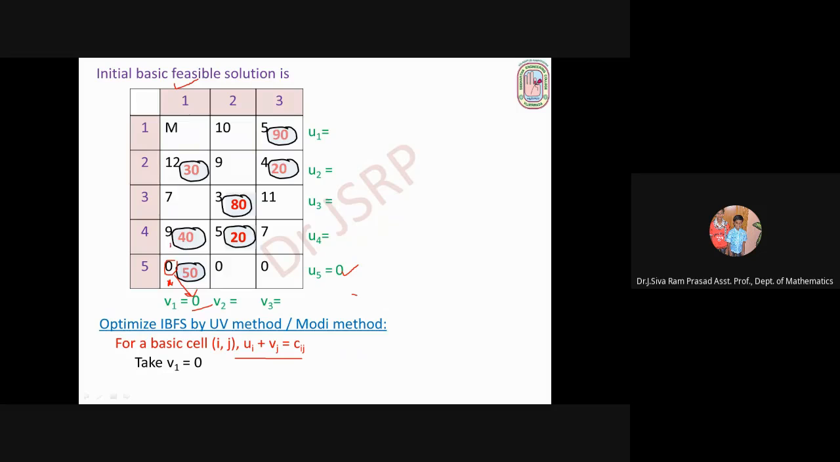Okay. Next, consider the 4 1 cell. This is a basic cell. Cost is 9. 9 minus the known value V1, 0. So U4 is 9. Next, come to the 2 1 cell. This is a basic cell. Here cost is 12. So 12 minus V1 value 0. That is U2 equals 12. Okay.